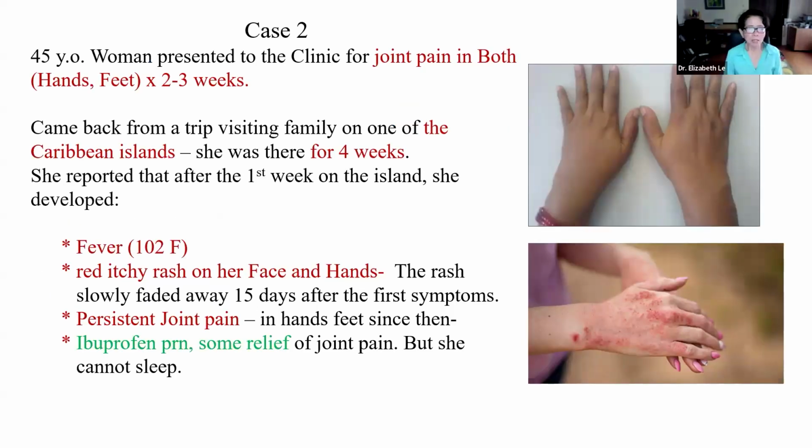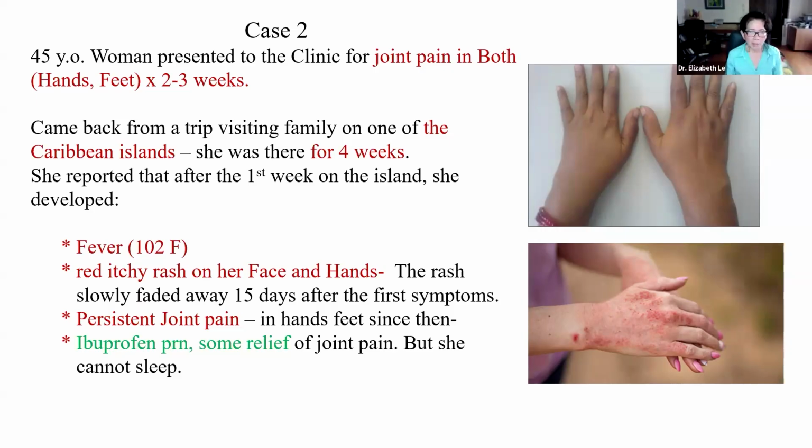Okay, let's dive into case 2. This is a very interesting case. A 45-year-old woman presented to your clinic this morning, and she had joint pain in both hands and feet. And she said about 2 to 3 weeks. So, interesting thing, she just came back from a trip visiting family on one of the Caribbean islands. And she was there for 4 weeks. That's kind of an extended stay on the Caribbean island.